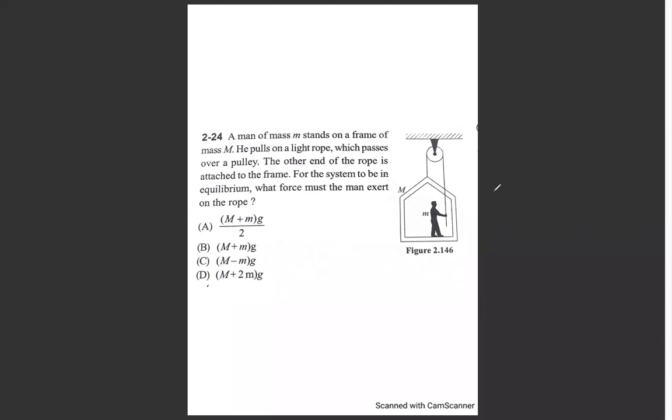So we can show that this one is tension T. Here also it is tension T. So if we consider the whole thing as a system, we can show the forces like this. It is 2T, and here it is going to be M. Capital M is the mass of the frame and small m is the mass of the man. So we can write M plus m into g. So these two things need to be equal and opposite, then only the system will be under equilibrium.